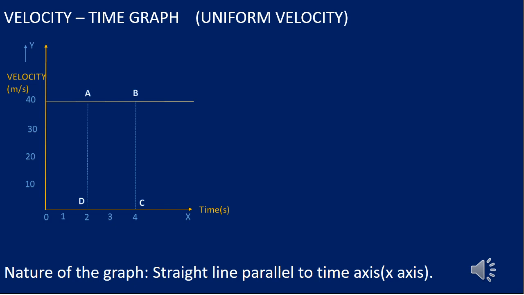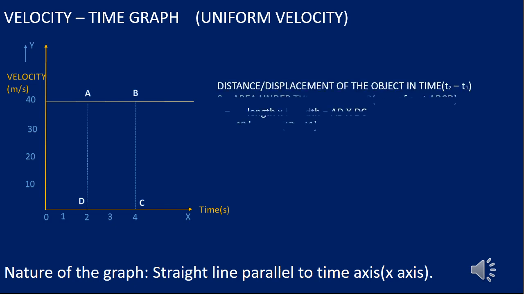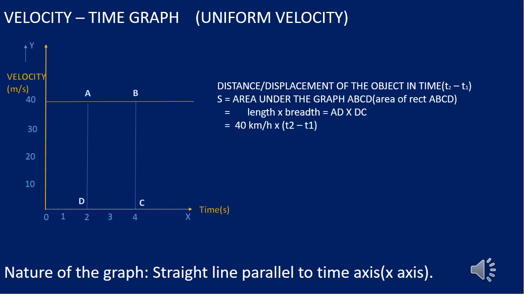So here from 2 and 4 we will be plotting two perpendiculars that meet the graph at the points A and B. So displacement will be the area under the graph AB, that is area of the rectangle ABCD. So area of the rectangle we know how to calculate, that is length into breadth. So here the length you can see AD or BC is the length and breadth is CD or AB. So AD or BC both represent velocity, whereas CD and AB both represent time. So we have to calculate the area of the rectangle.